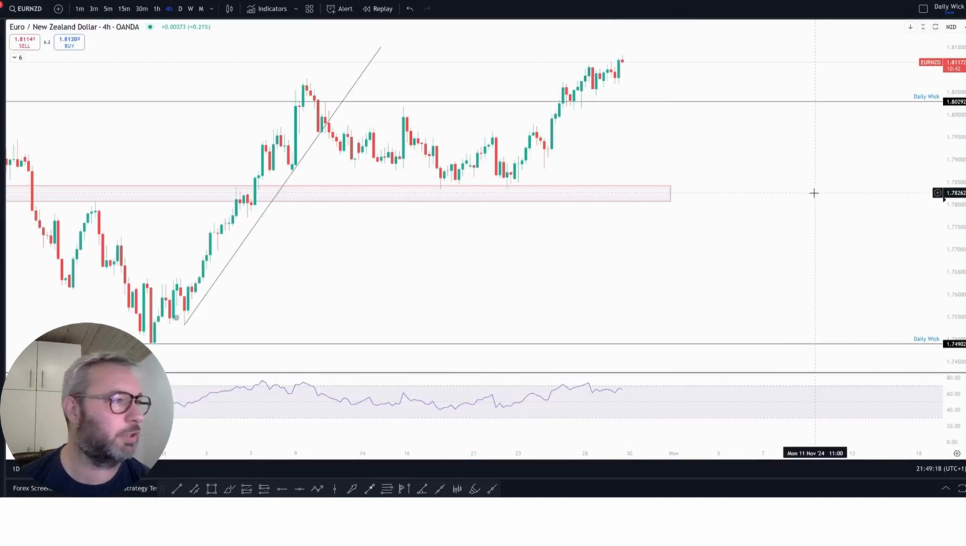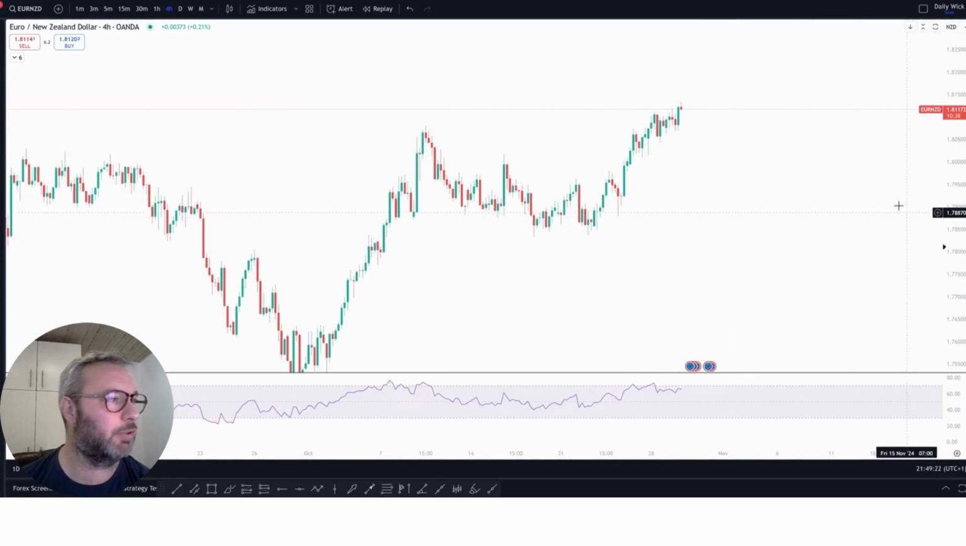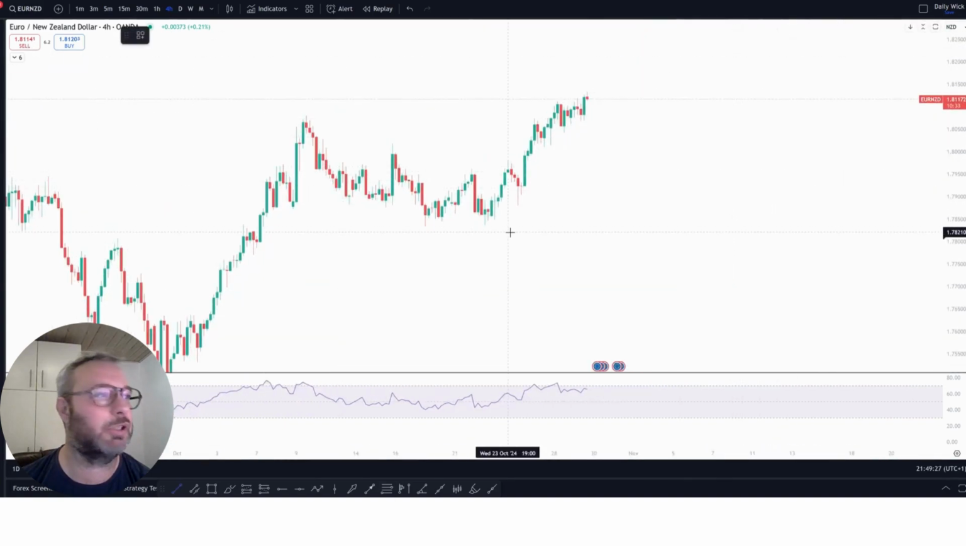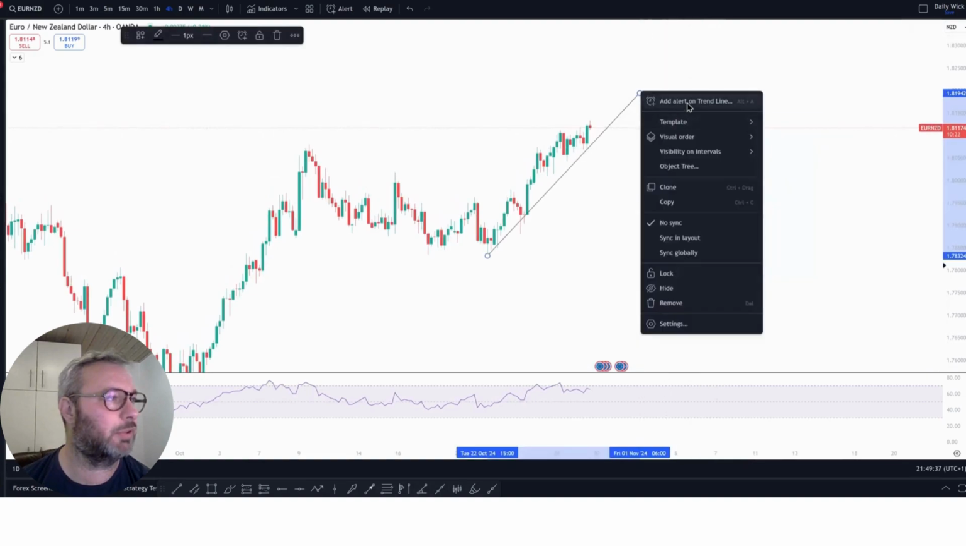Onto Euro Swiss, and we delete everything. Start with a trend line. This. Yep. Give an alert.